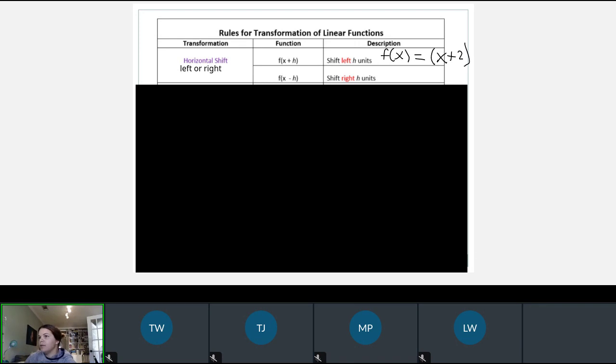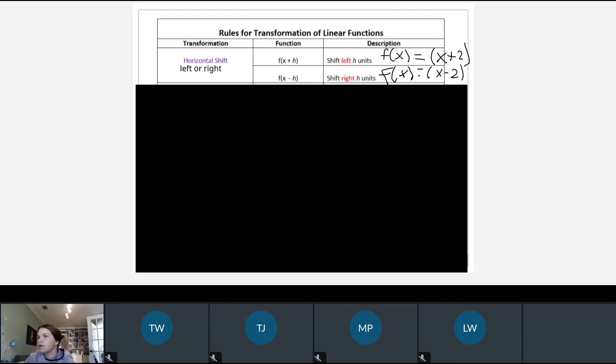Similarly, if we have a number being subtracted from x in the input in parentheses, we're going to be thinking that we're going to the right. So that would be like x minus 2. That would be going to the right 2 units.